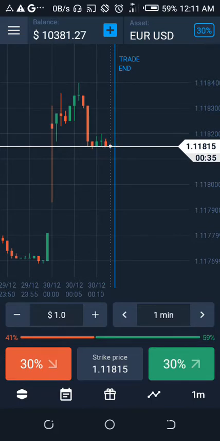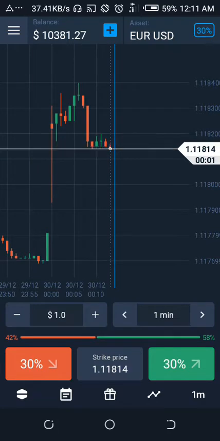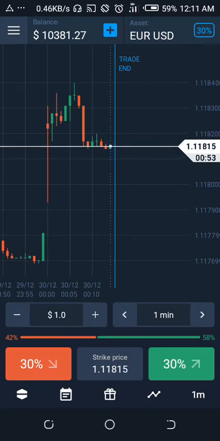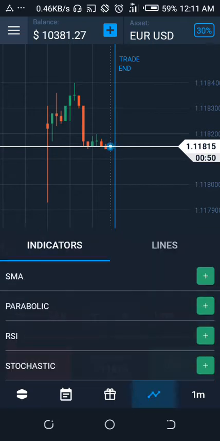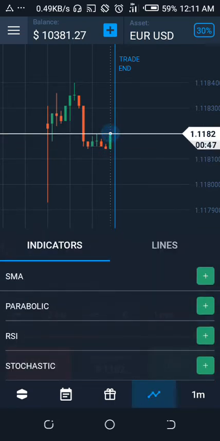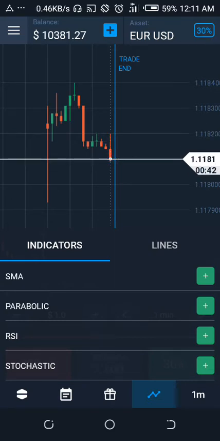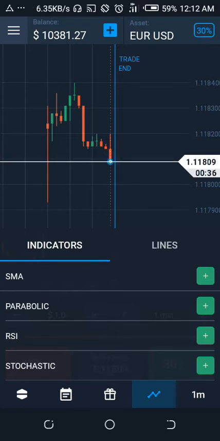Now, using the SMA and parabolic SAR strategy, here is how it goes. Just go here at the bottom of the whole template, click on this. You see indicator. Under the indicator, you click on SMA. Don't forget the strategy says SMA and parabolic SAR. I will show you. The full meaning of SMA is simple moving average.